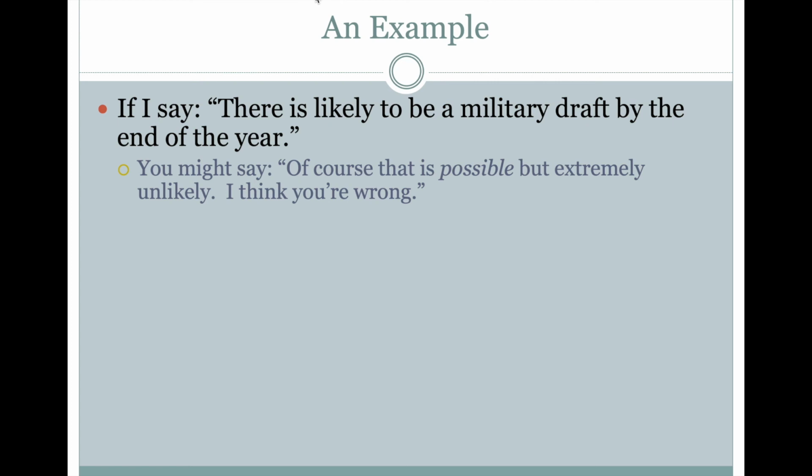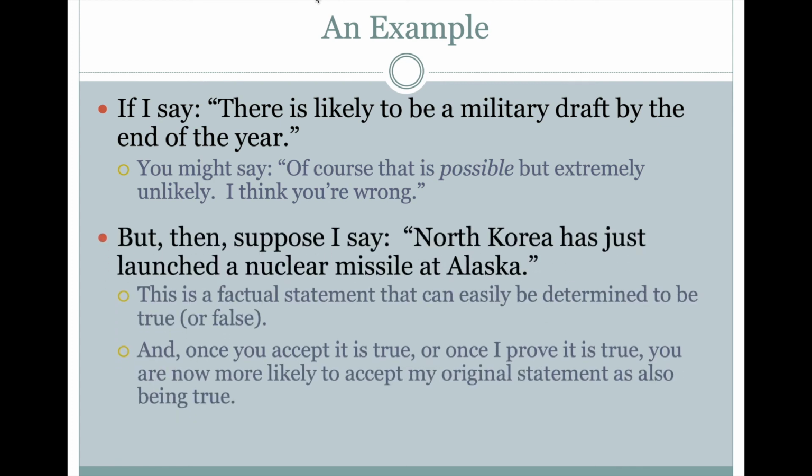Okay? So by itself, it's insufficient. It can't stand on its own. It requires some additional statement, that is, some evidence or proof or a good reason, in order for us to accept this predictive claim that says there's likely to be a military draft by the end of the year. So what kind of evidence would be sufficient to support a claim like this?